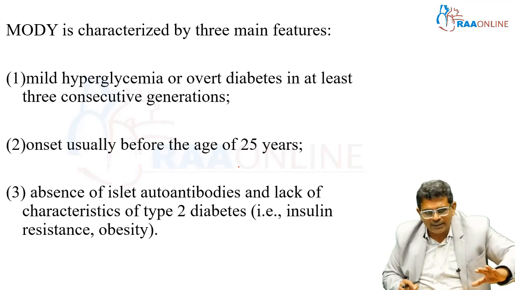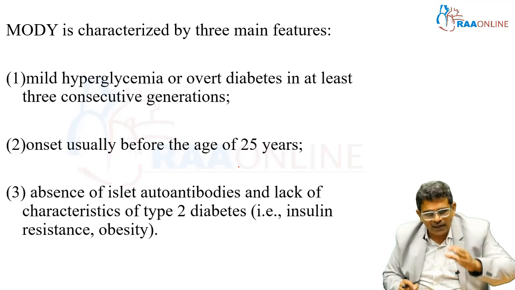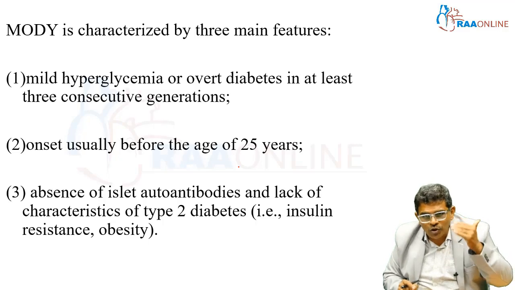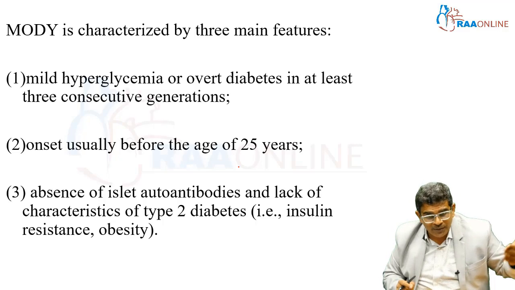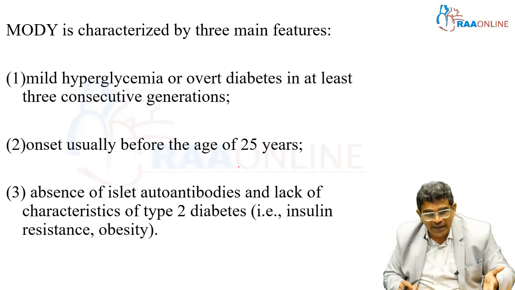So if you see our patient, she was having mild hyperglycemia or overt diabetes. Yes. Was there a family history? We saw the family chart. Yes. Onset usually before the age of 25 years. She is 19. Absence of islet antibodies. We saw 2 antibodies. The patient didn't have any antibodies.